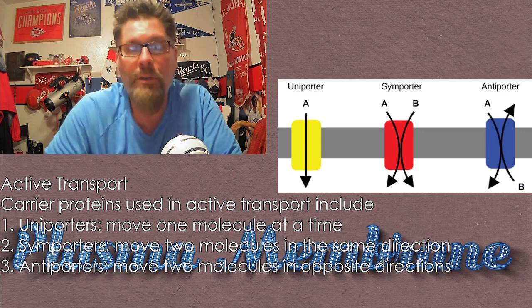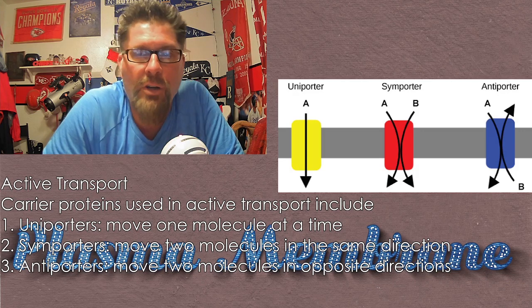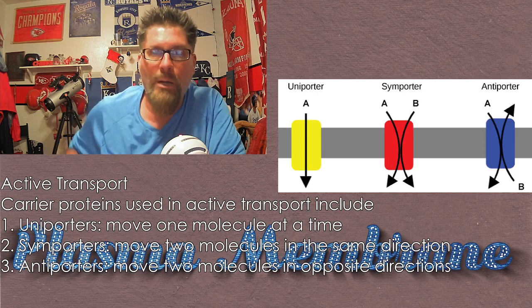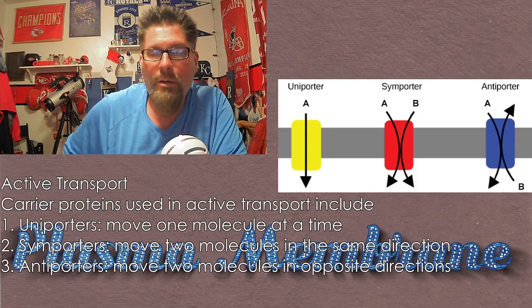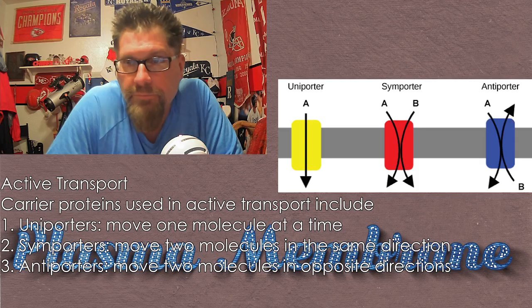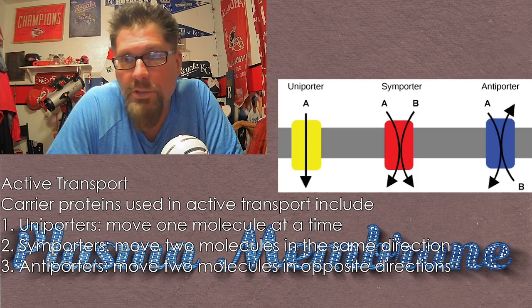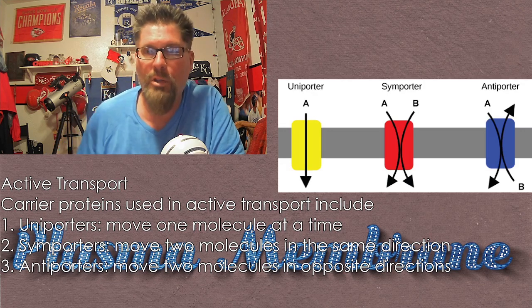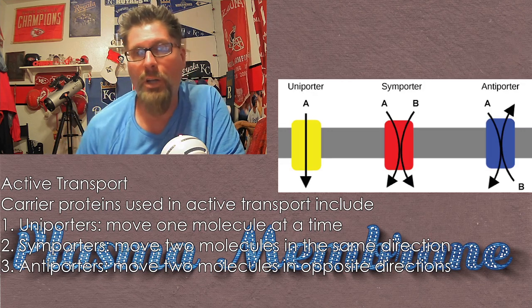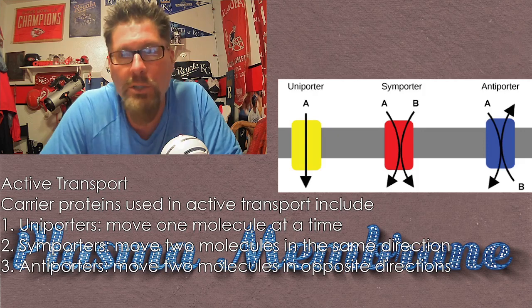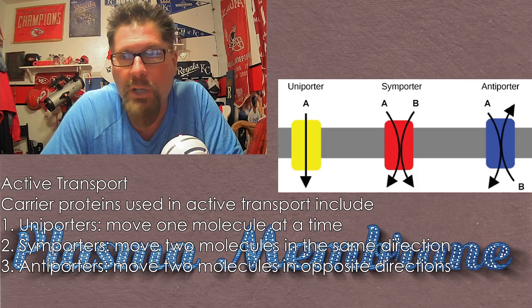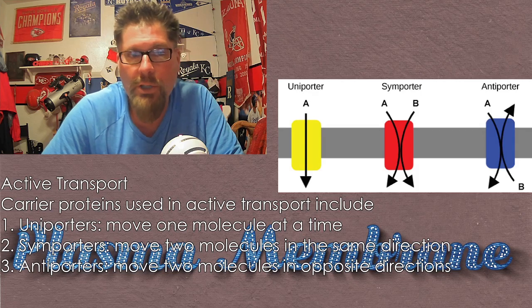So you can think of the first one like a city street, just a car every now and then coming through. And then the second one, you can think of like a 2-lane road where 2 cars can go through at the same time. And of course, the antiporters are those big highways where they're split and you've got multiple things going through in multiple directions.